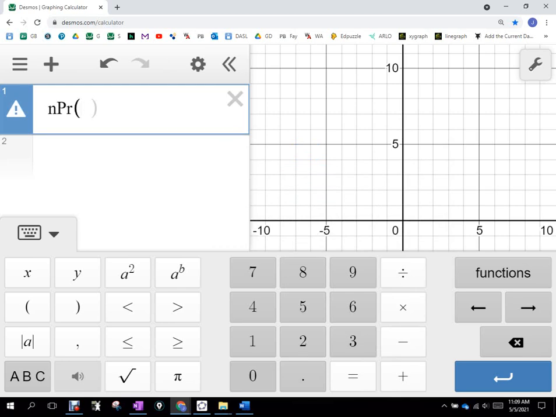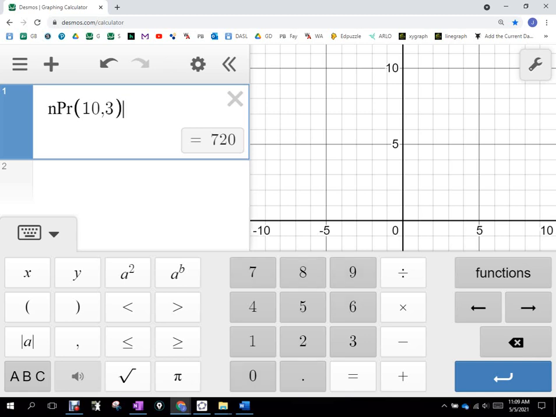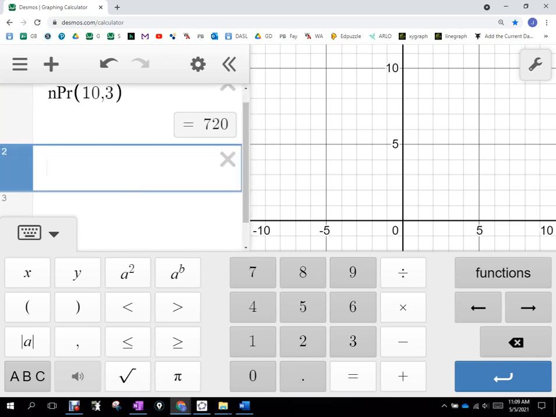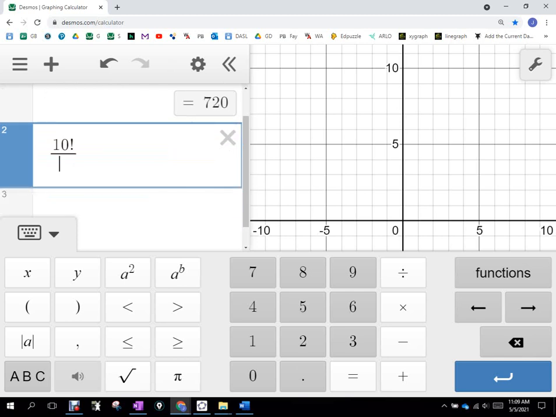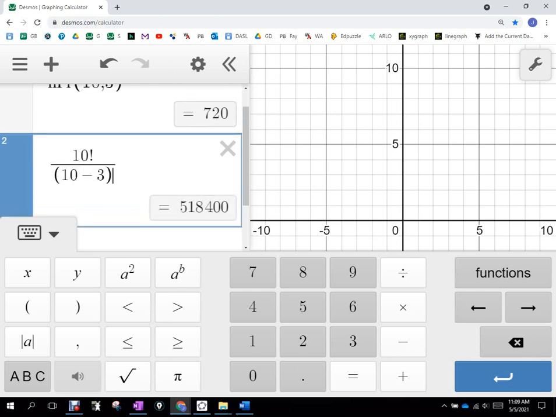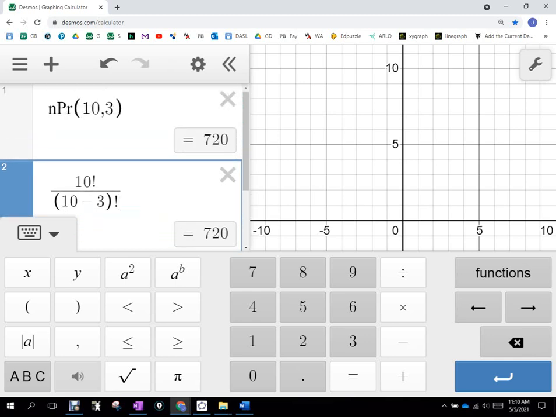So the first number you're going to type in is the N value, and then the next value is what you're choosing. If I had 10 objects and I was choosing them 3 at a time where order was important, there are 720 different ways of doing that, okay? If we think about that, that should be the same thing as 10 factorial divided by (n minus r) factorial, so 10 minus 3 factorial. You see that gives me the same thing as 720, right?